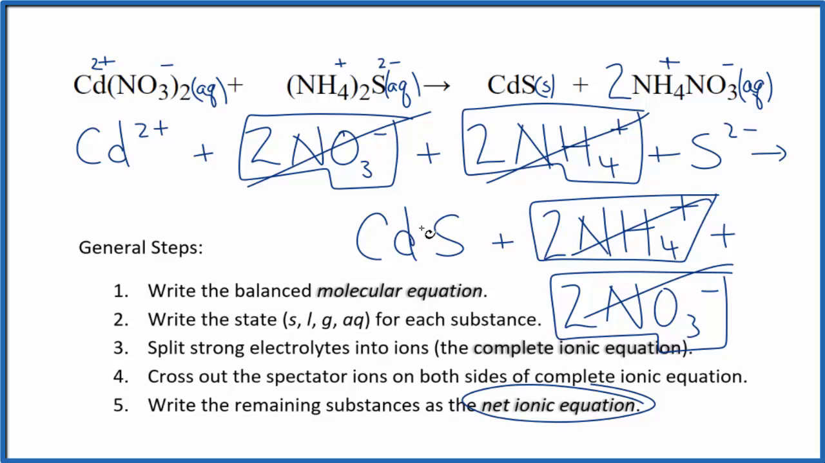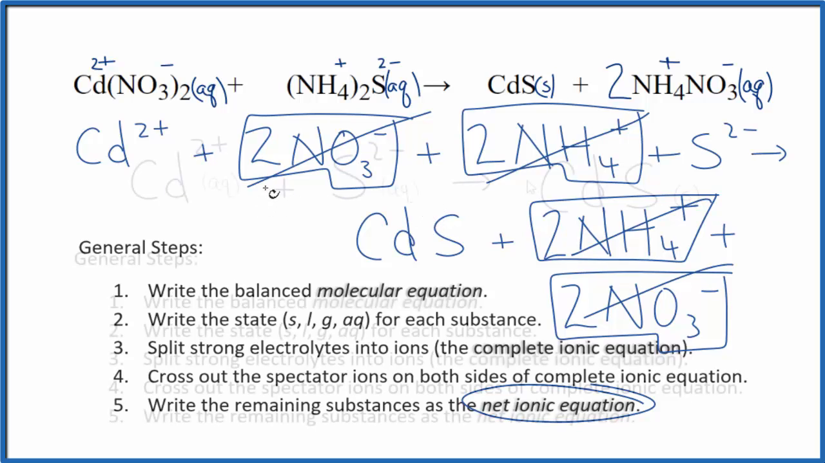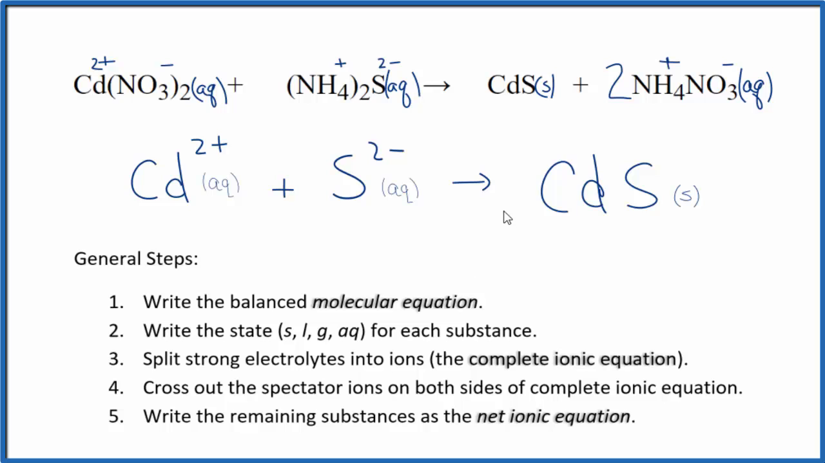Let me clean this up, write the states. We'll have our net ionic equation. So this is the balanced net ionic equation for Cd(NO3)2 plus (NH4)2S. If you look at the charge, we have a 2 plus, 2 minus. Net charge is 0 here in the reactants. Over here, this is a neutral compound. Net charge is 0 as well. So charge is balanced. Count the atoms up.